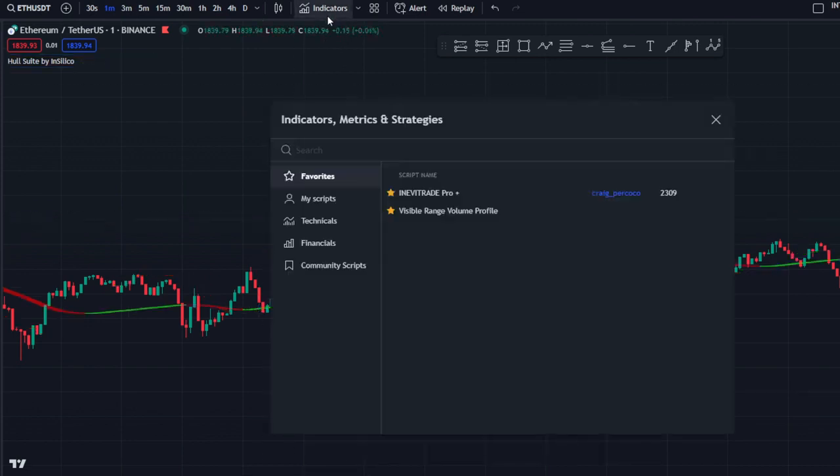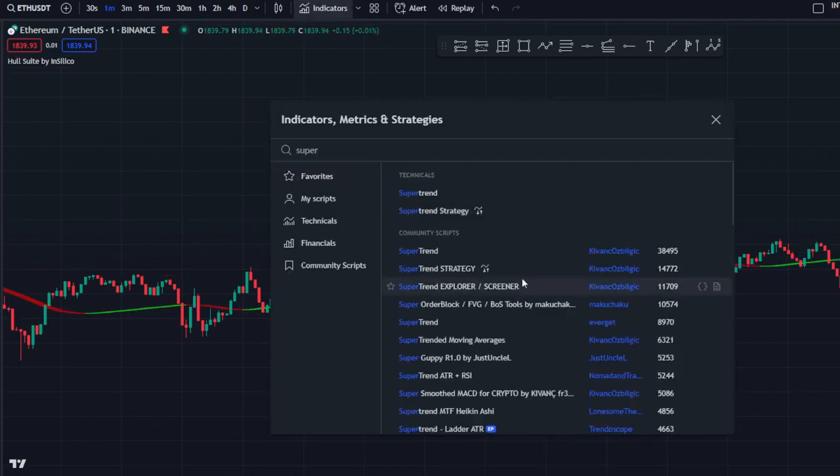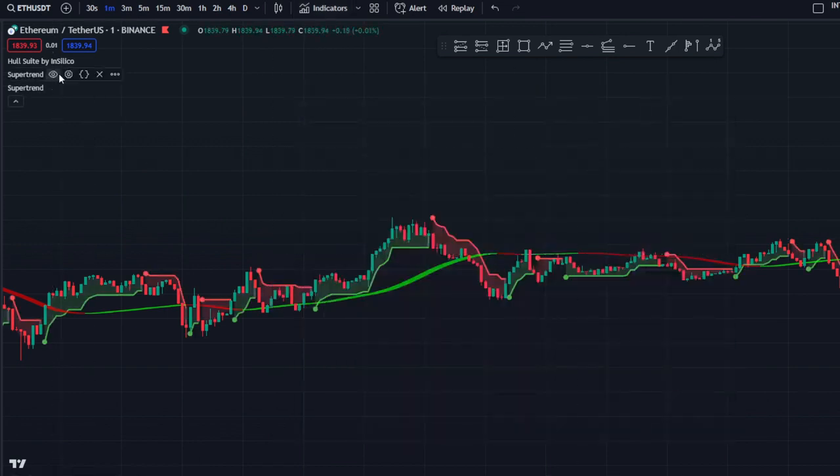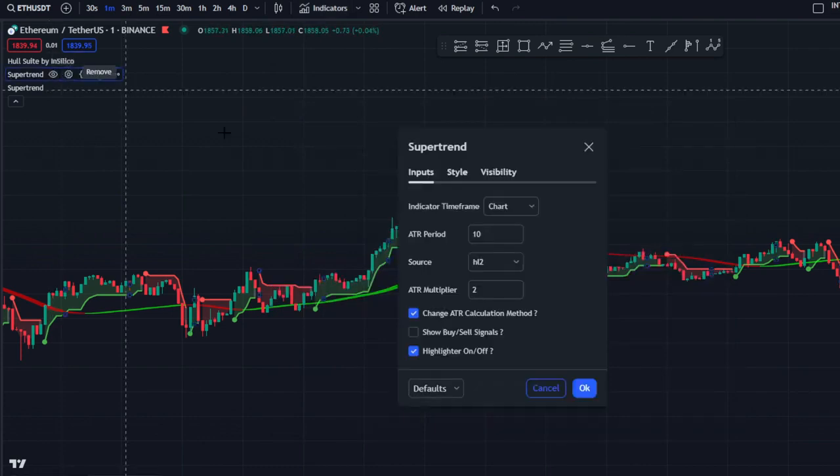Next, you're going to be using the Supertrend indicator. It's the third one on the screen by Keybench with the 38,000 clicks. For this, you're going to change certain things. For the first input, you're going to change the ATR period to 11. The second input, you're going to change the multiplier to 3.